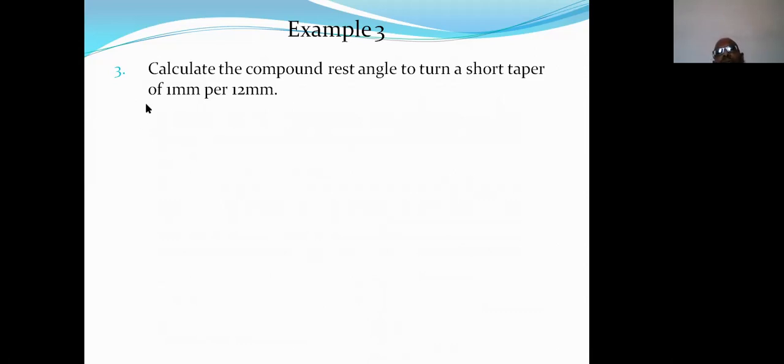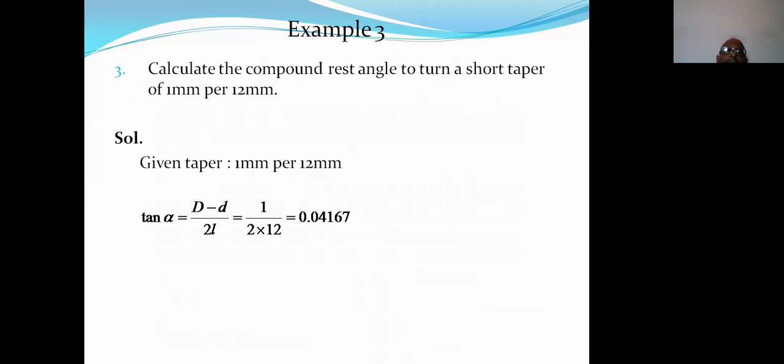That means the simple procedure for this type of problem: tan alpha equals 0.5. Why is it 0.5? This 1 mm is the change in diameter, so half of the change in diameter means 0.5. What is the length? 12 mm. So tan alpha equals 0.5 divided by 12. Very simple procedure. So tan alpha value is obtained. Now by using the inverse tan function, the angle is calculated as 2.386 degrees.